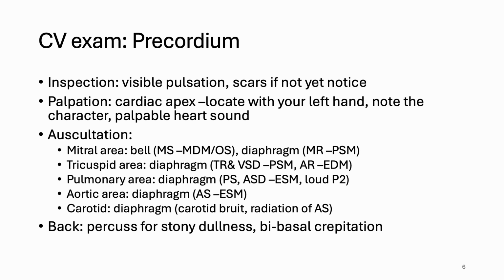At the pulmonary area, you will again listen with the diaphragm, and here you are looking for the murmur of pulmonary stenosis and atrial septal defect. Both will sound with an ejection systolic murmur, and you should note the presence of a loud P2. At the aortic area, you will again listen with the diaphragm, and here you are looking at the ejection systolic murmur of aortic stenosis. Lastly, listen to the carotid with the diaphragm, and you're looking for carotid bruit and radiation of aortic stenosis. At the back, you should percuss for stony dullness for pleural effusions from heart failure, and note the bibasal crepitations of pulmonary edema in heart failure.